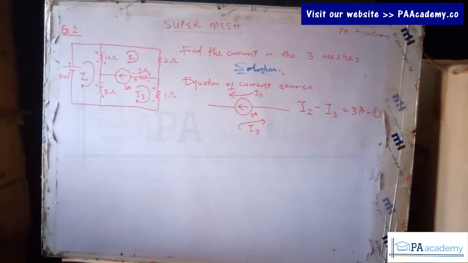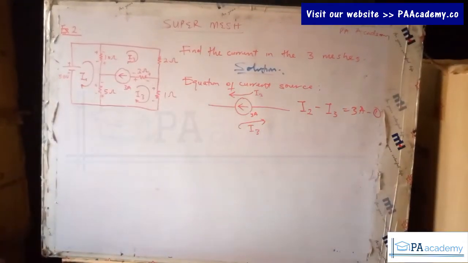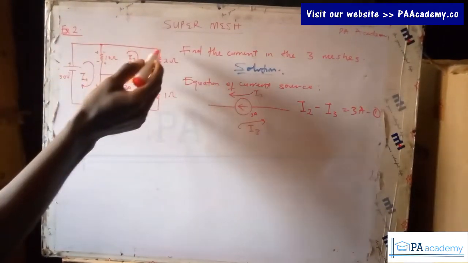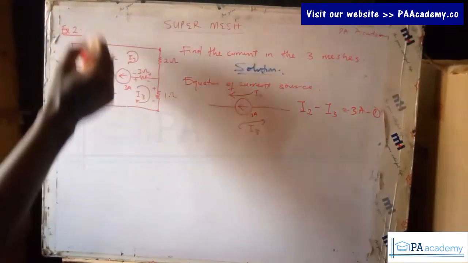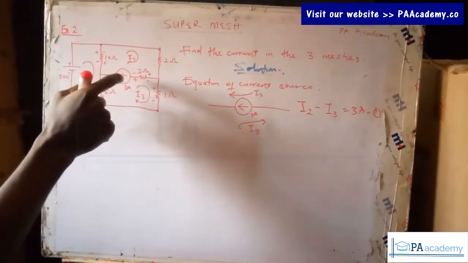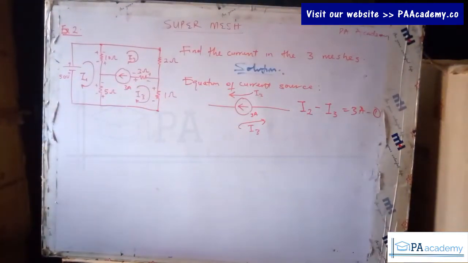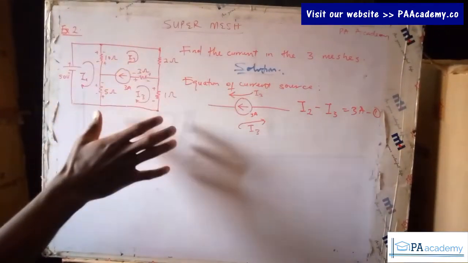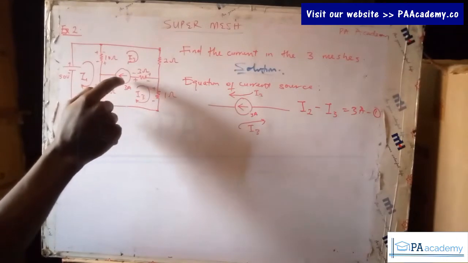The next thing for us to do is to draw our super mesh circuit. The super mesh is this circuit itself from here to here, like this. We are going to draw it, don't forget, without the current source. Now if you look at this question, there's a little difference between this and the one we looked at earlier. I said that in drawing the super mesh circuit, we are not going to add the current source.